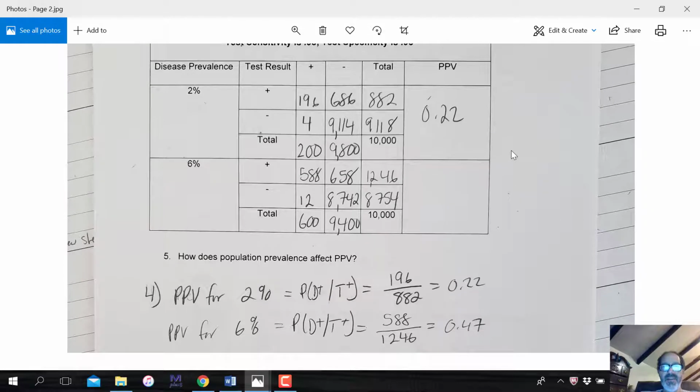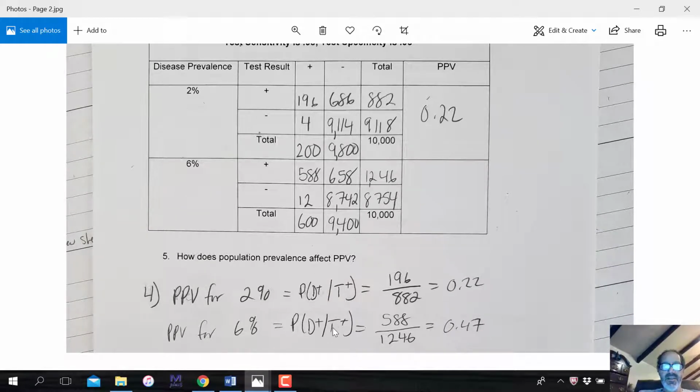Now we do the same for the 6%ers. So it's the probability of being disease positive given you test positive. So here with the prevalence we have 1246 who test positive, and of those 588 are disease positive. So 588 divided by 1246 equals 0.47. So you see, first of all, in neither case is this PPV very high, but it's a lot higher when we have a higher disease prevalence. So that's something that you need to know, okay?